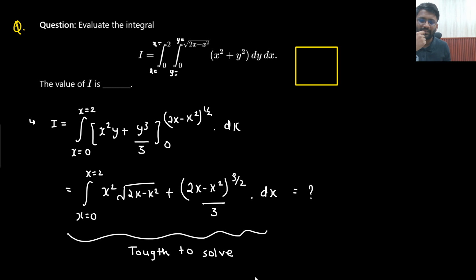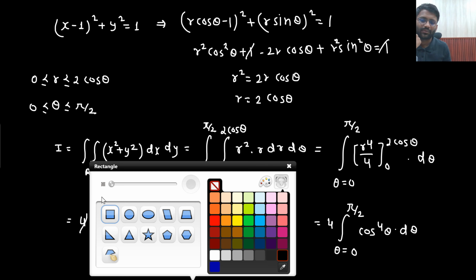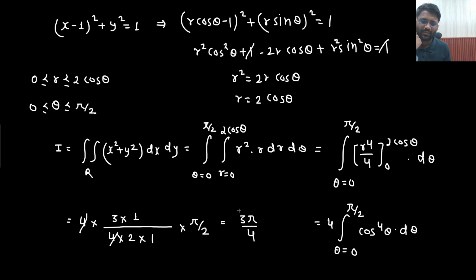Let's check if this is the answer or not. 3 pi by 4 is the answer. The answer of this integral is coming out to be 3 pi by 4. So this is how I am supposed to solve.